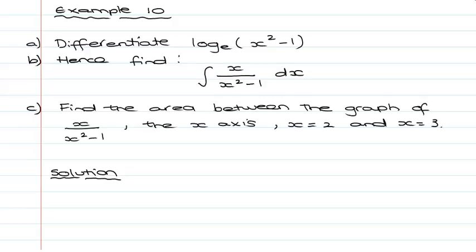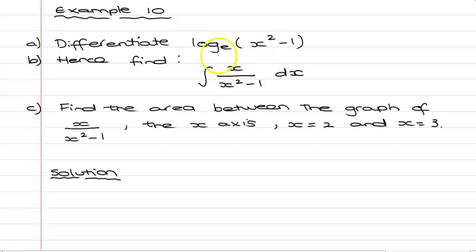Let's go on and look at a second example. This time we've got to differentiate a function and then integrate. Remember, if you see this in a question, you need to say to yourself, this is integration by recognition. Part C asks us to go on and find the area between the graph and the x-axis, between x equals 2 and x equals 3.